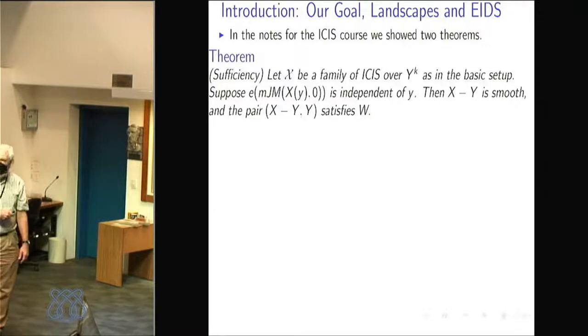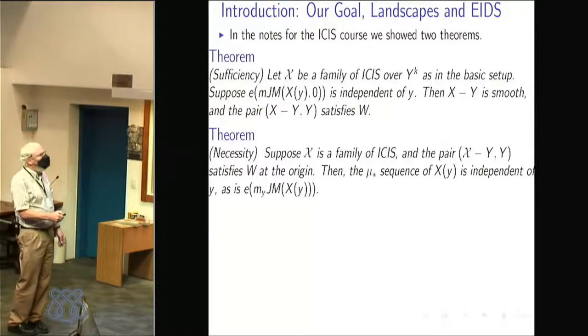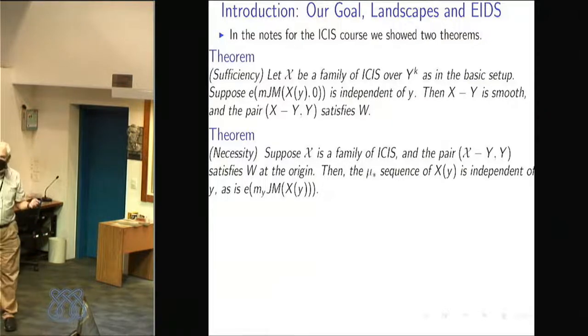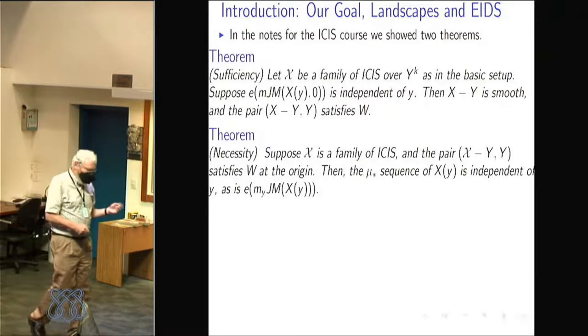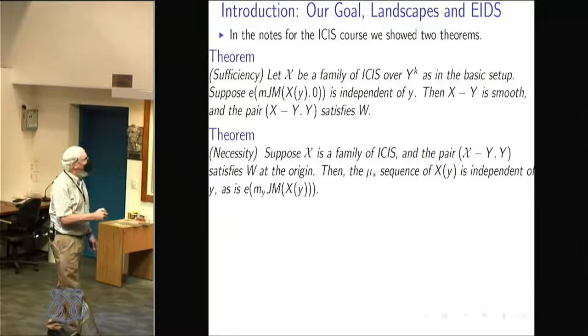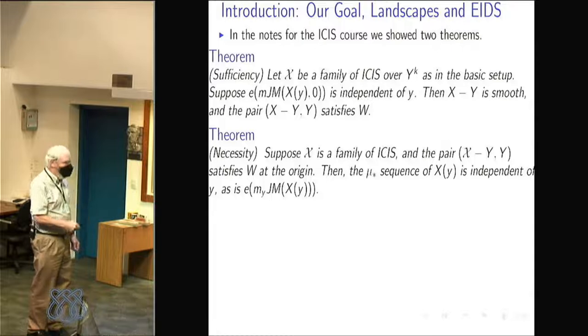We also had a necessity result. Now here we have to do something a little bit stronger. We need to assume that X minus Y is smooth for this to work. So that's an assumption. And we're also assuming W. And then the mu star sequence of XY, remember the mu star sequence was the sequence of Milnor numbers of the plane sections of XY, must be constant, as well as the multiplicity of the maximal ideal times the Jacobian module.